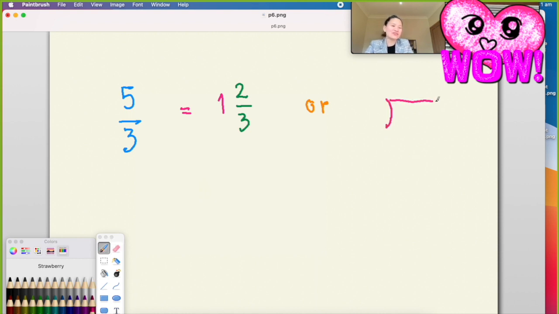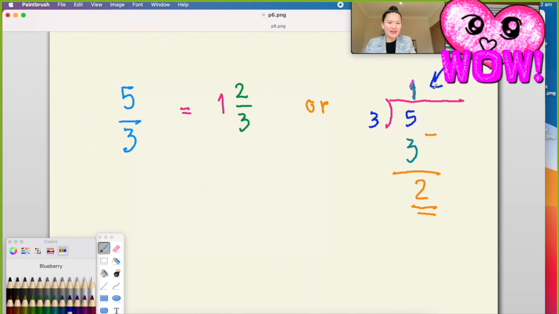If I would like to use the long division, I put 5 inside, divided by 3. 5 divided by 3 is 1. 1 times 3 is 3. And then when you subtract them, minus, is equal to. So again, you have the quotient 1. You write down 1 here. You have remainder 2. You write down remainder here.